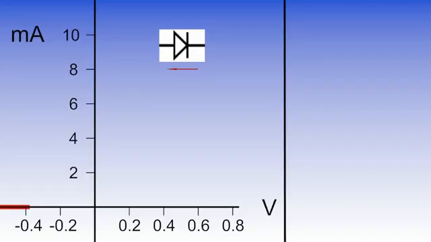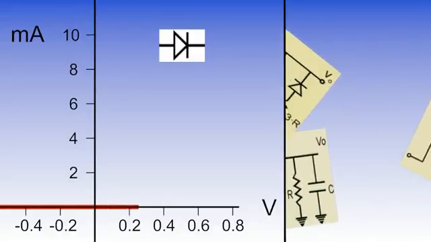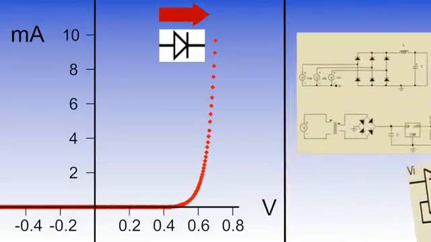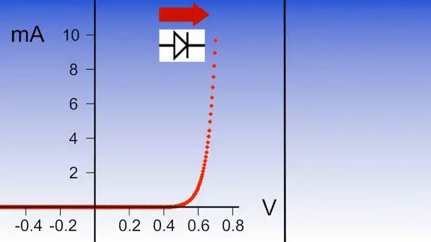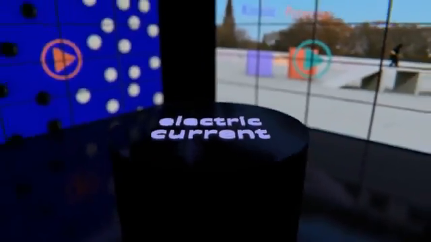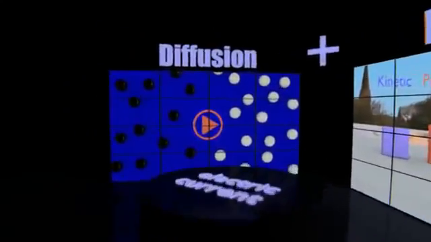The p-n junction shows this asymmetric behaviour. The current can flow in one direction, but not in the other. This is a peculiar behaviour which enables a wide spectrum of applications in circuits. To understand this particular feature of the p-n junction, we must consider 2 mechanisms that create an electric current: the diffusion mechanism and the drift mechanism.